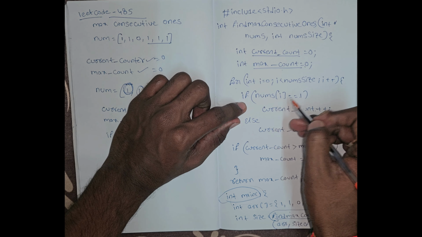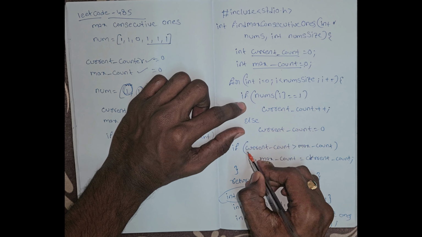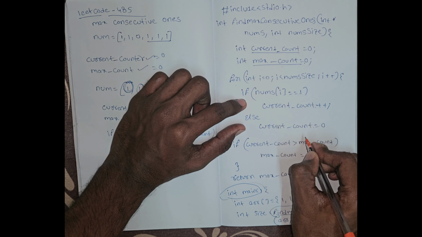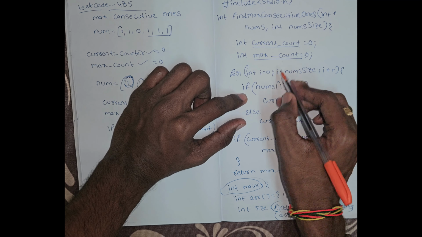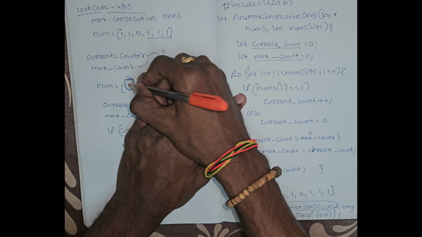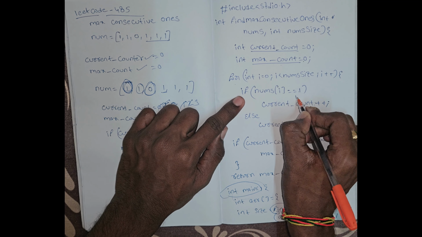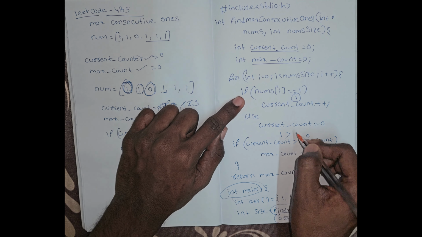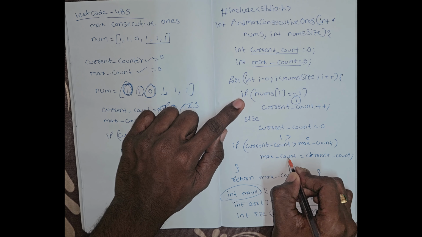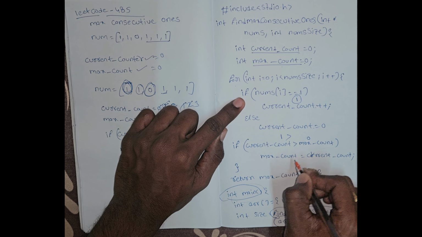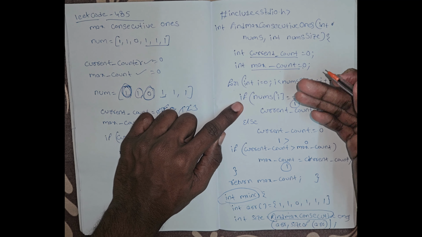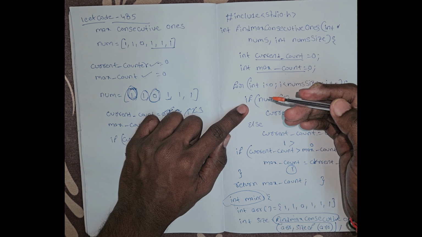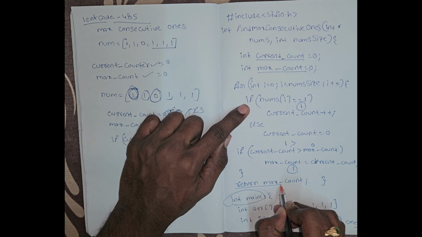So whenever it encounters 1, it increments. After that, we check whether current count is greater than max count. Initially it's 0. First we get 1. So here we got 1, right? Current count increments to 1. Here we check, is 1 greater than 0? It's true, so max count is updated to 1. So the loop keeps going, and when it runs out of the loop, it returns the max count.